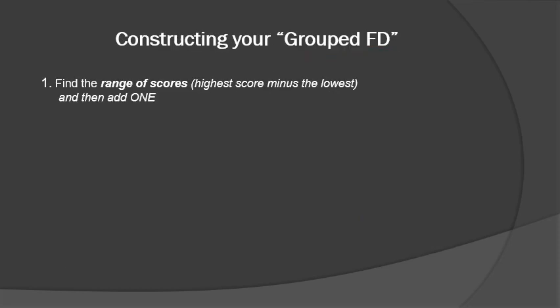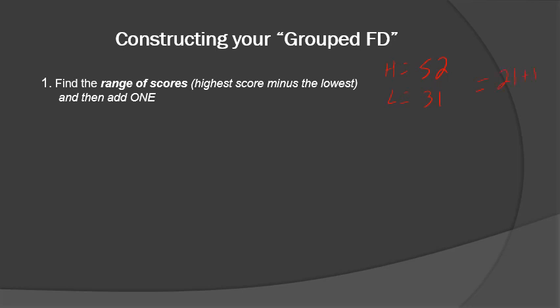Okay, so how do you set up a group frequency distribution? The first thing you do is take the highest score minus the lowest score. Let's say we've got a theoretical distribution where the highest value is a 52 and the lowest value is a 31. So you take the highest value, subtract the lowest value. So 52 minus 31, we get a score of 21.